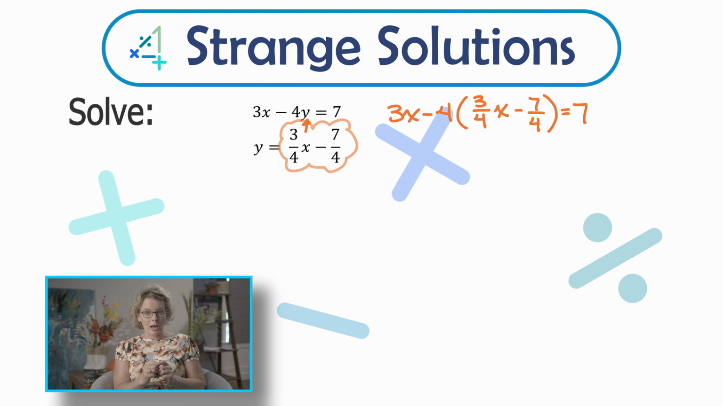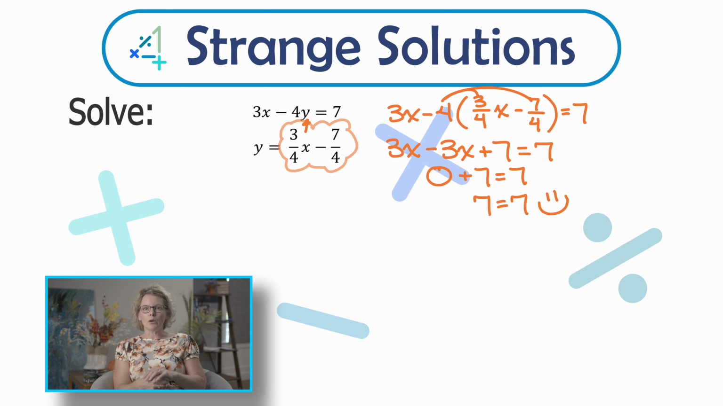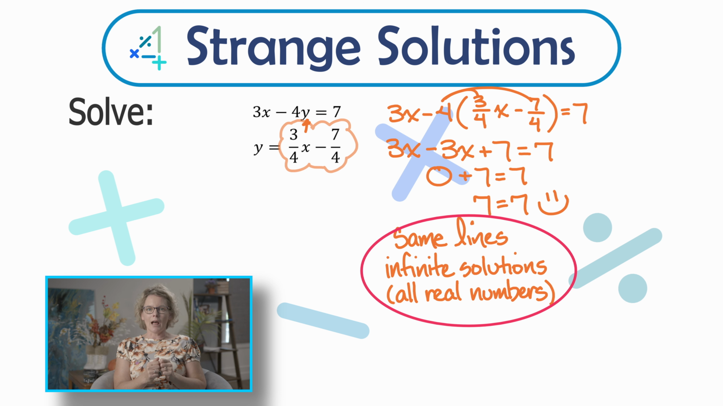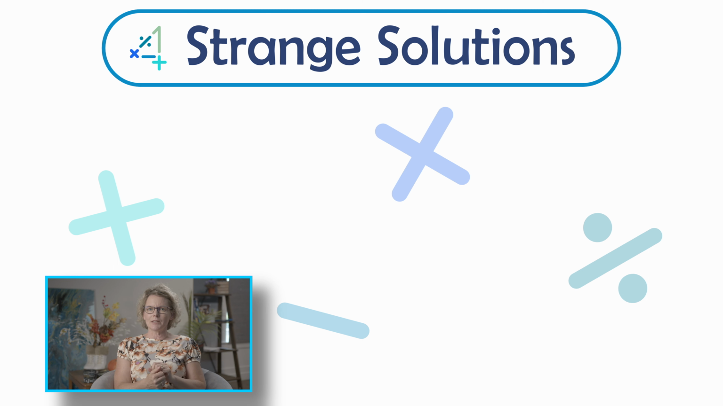These fractions look scary, but it's going to work out for us because we're multiplying by the denominator. 3x, then distribute the -4 for negative 3x plus 7 equals 7. Simplifying, 3x minus 3x equals 0, then 7 equals 7. We could subtract 7 from both sides to get 0 equals 0, but that's not necessary. Since 7 always equals 7 and 0 always equals 0, these 2 are the same lines. All real numbers will work. That's pretty cool. We have one more example of strange equations.